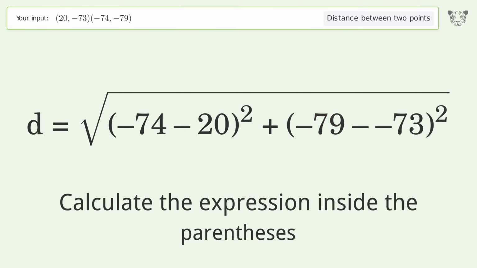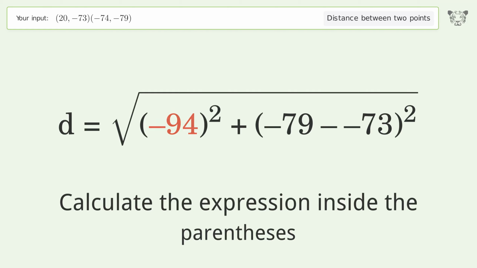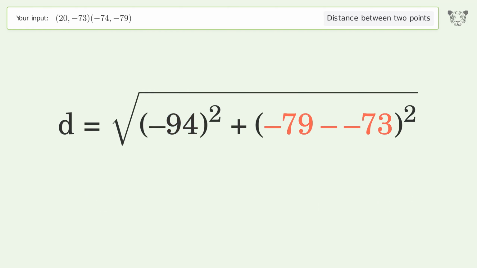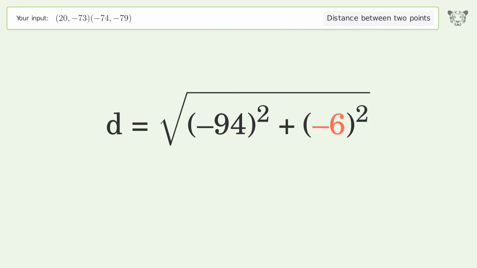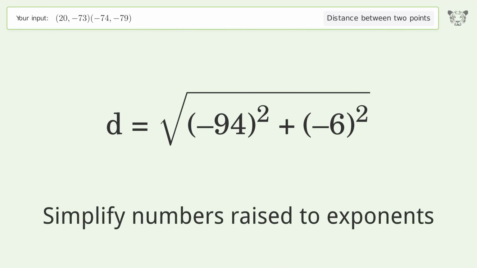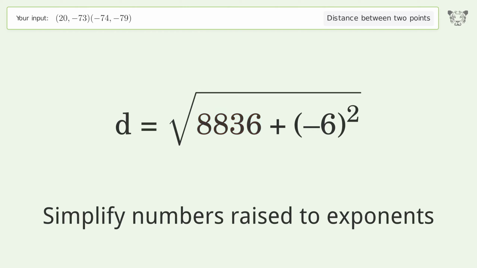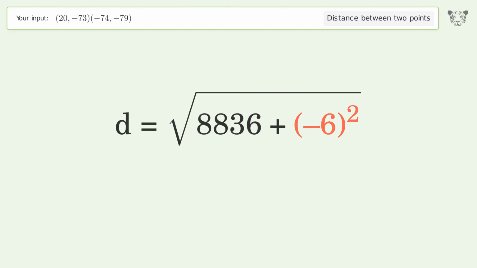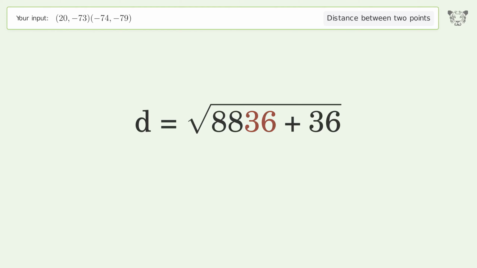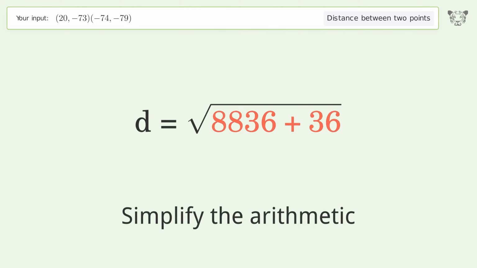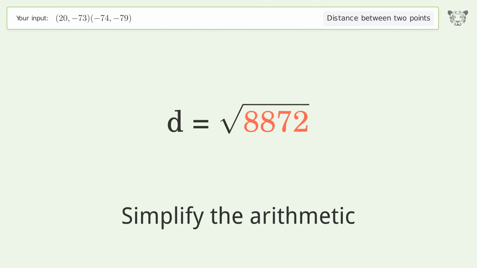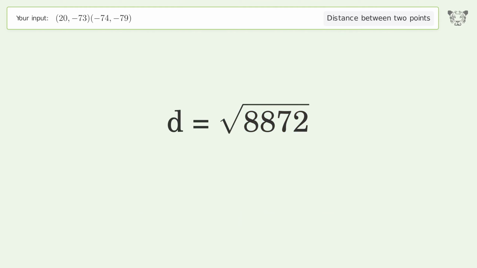Calculate the expression inside the parentheses. Simplify numbers raised to exponents. Simplify the arithmetic. And so the distance between the 2 points is the square root of 8,872 or 94.191.